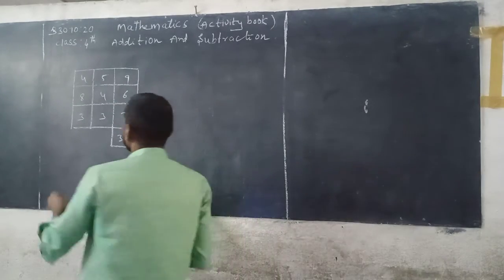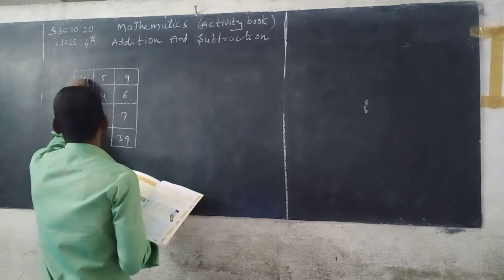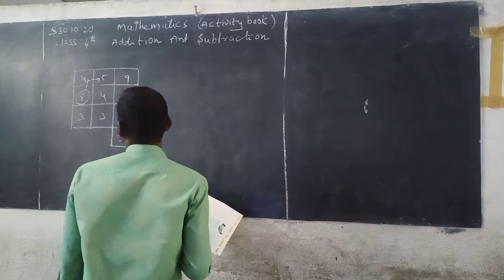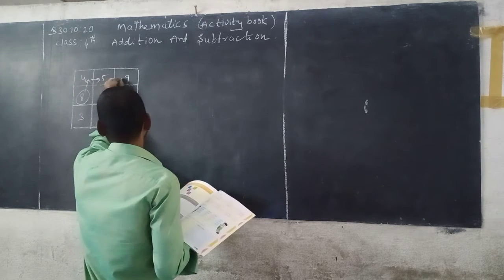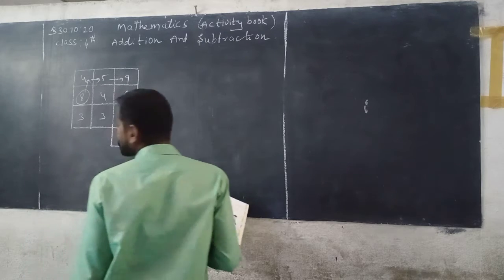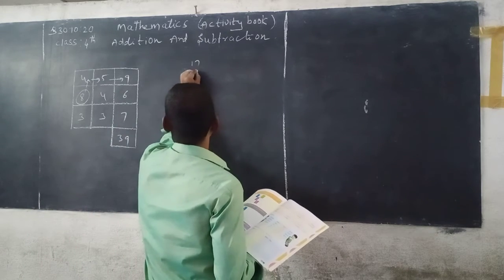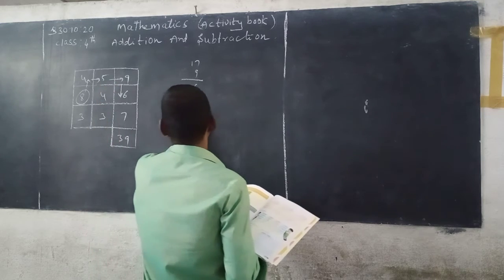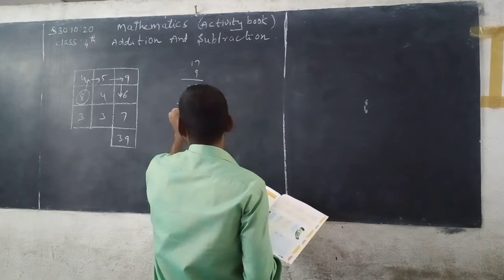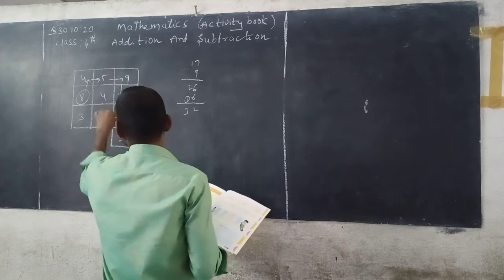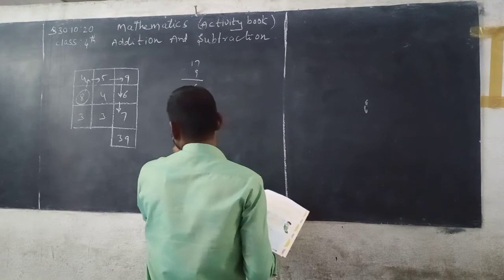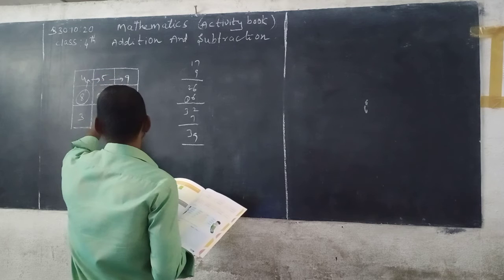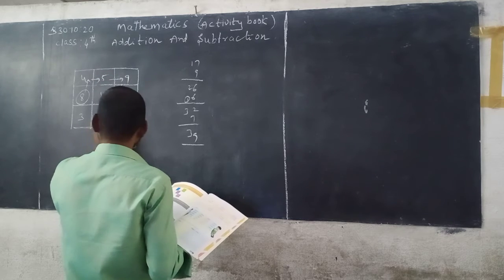See here, this is 8. 8 plus 4, 12. 12 plus 5, 17. 17 plus 9, 26. 26 plus 6, 32. 32 plus 7, you can get 39. So 8 to 4, 4 to 5, 5 to 9, 9 to 6, 6 to 7. So you can reach 39.